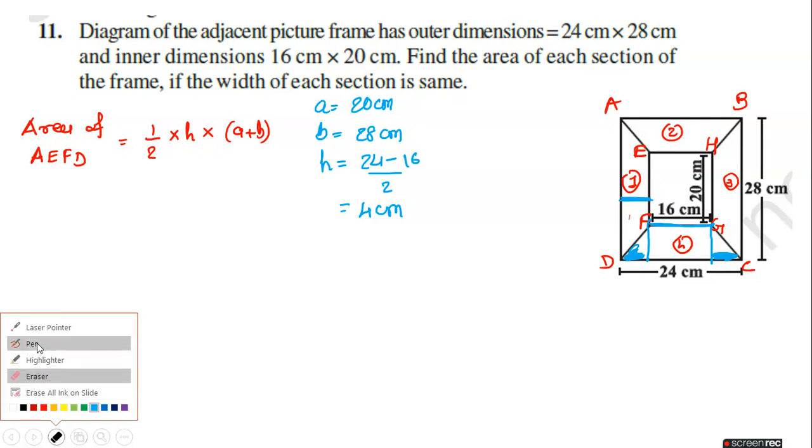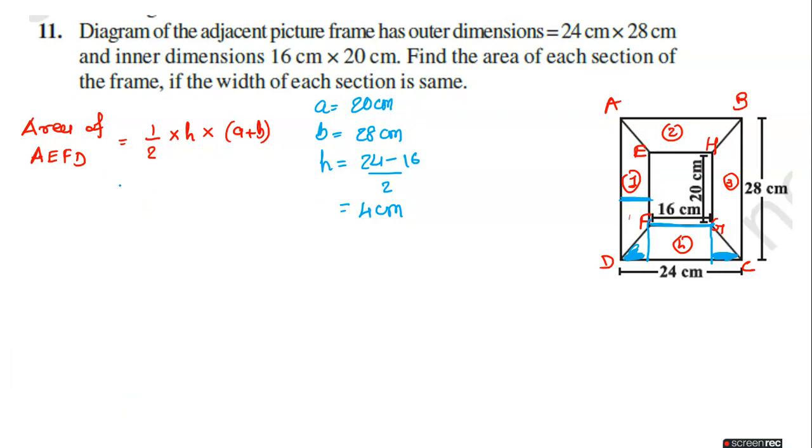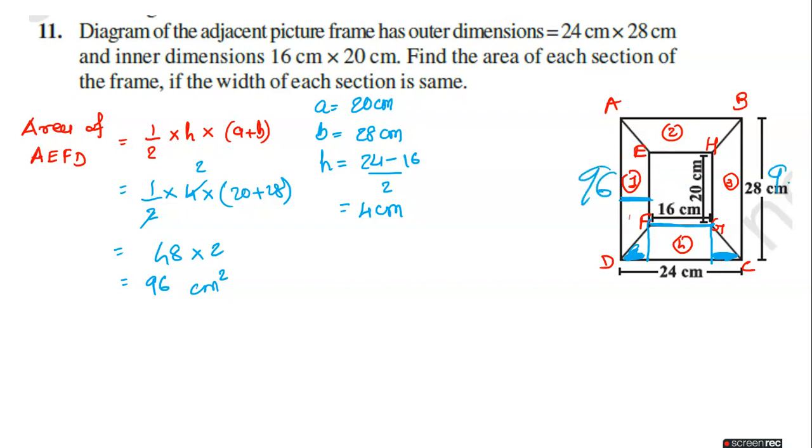Okay, so now finally we will substitute the values into height is 1 by 2 into 4 into a plus b. So 20 plus 28. Now don't be bored because we are going to complete this session. If you are getting bored, I hope you are not, but then also 20 plus 28, 48 into 2, 96 centimeter square. So if this is 96, so this is also 96.